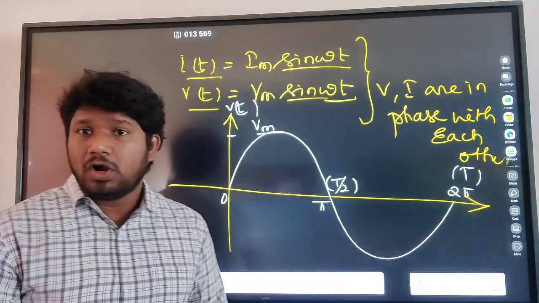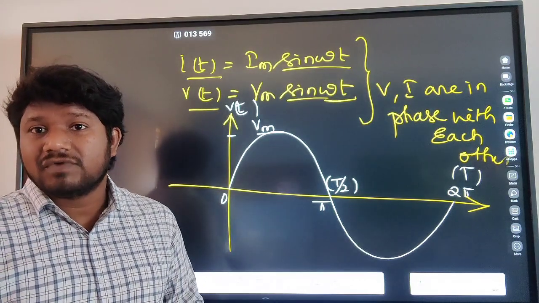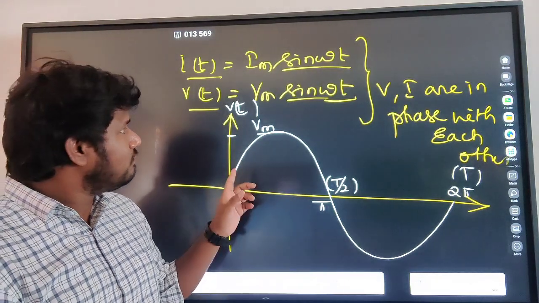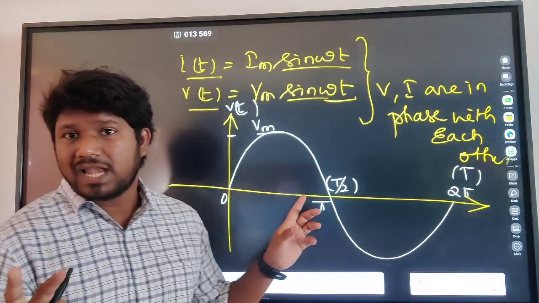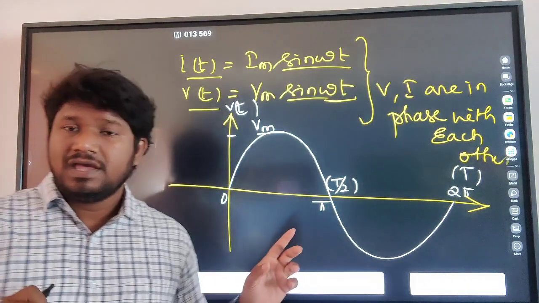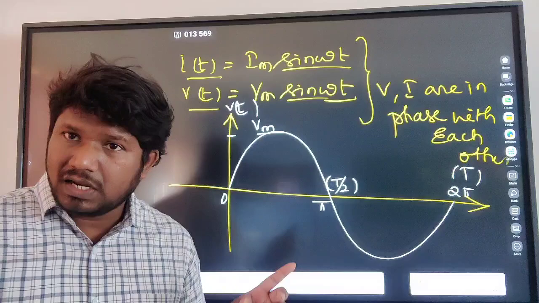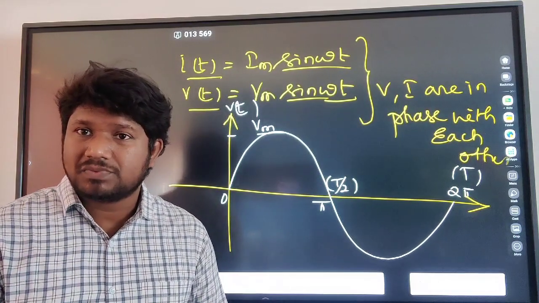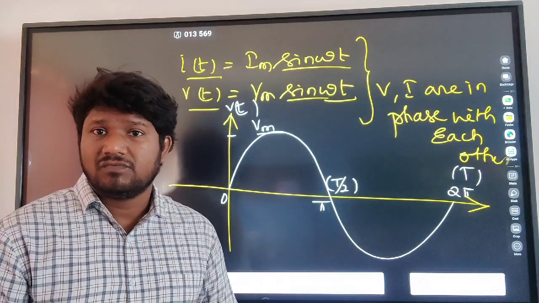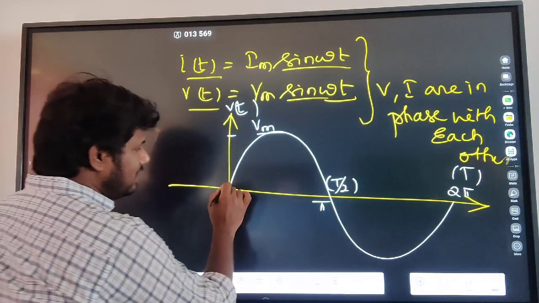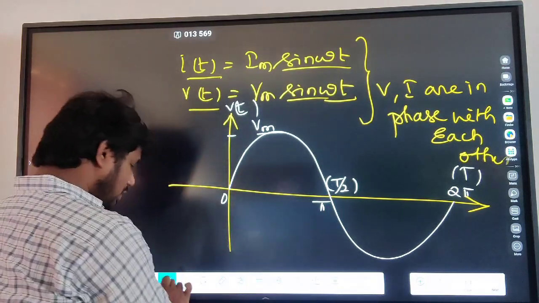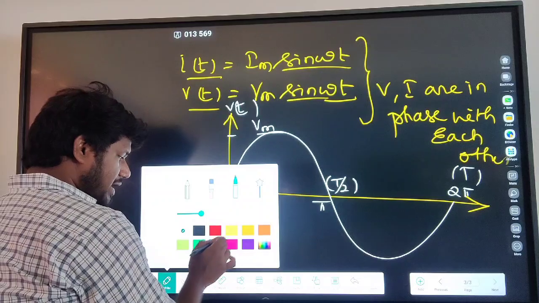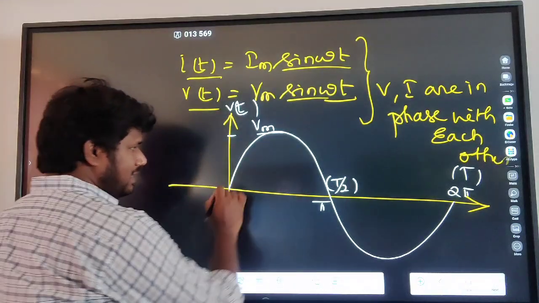Now I want to plot the current waveform also. For the current waveform, the peak value always depends upon the resistance. If the resistance value is very low, then the current value is very high. If the resistance value is very high, the current value is very low. So obviously the current value will be less. I want to plot the current also. How can I plot the current? That I will indicate clearly.